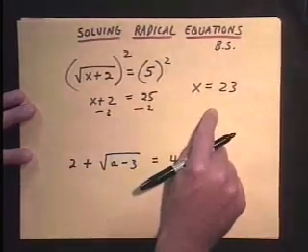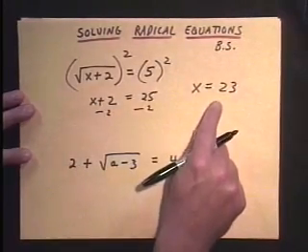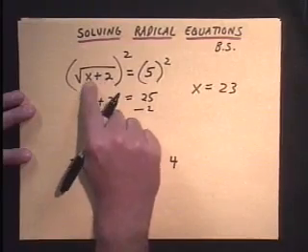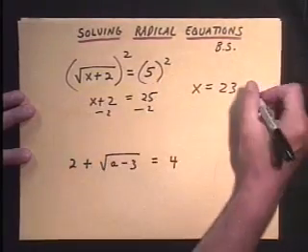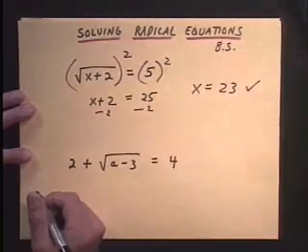Now, will that check back in my original equation? You're darn tootin', check this out. 23 plus 2, square root of 25, gives me 5. That answer will check.